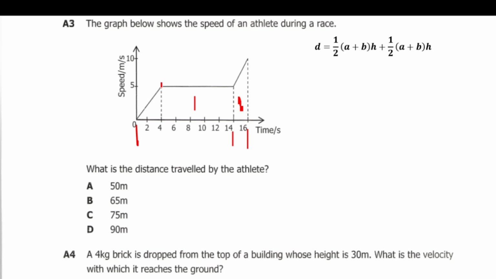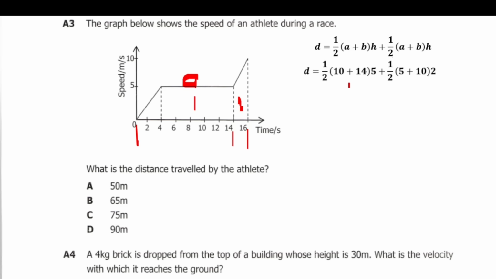So for the first trapezium, a is the distance from this line to this line, which will be 14 minus 4, which will give us 10. Then b is the distance from 0 to this line, which is 14. So here we'll have 10, 14. Then for the second trapezium, a is from this 0 to this line here, which is 5. So here we'll have 5. Then b, also from this same line here to this, will be 10. So here we'll have 10. Then height here will be from 14 to 16, which will be 2.